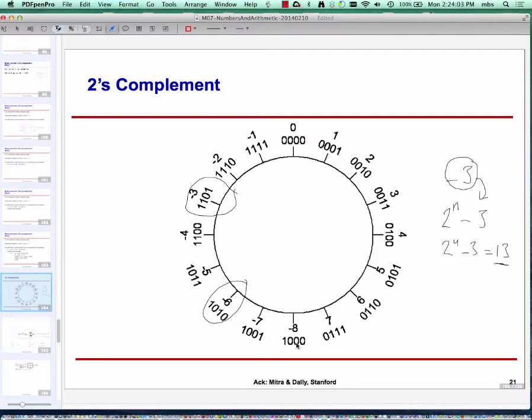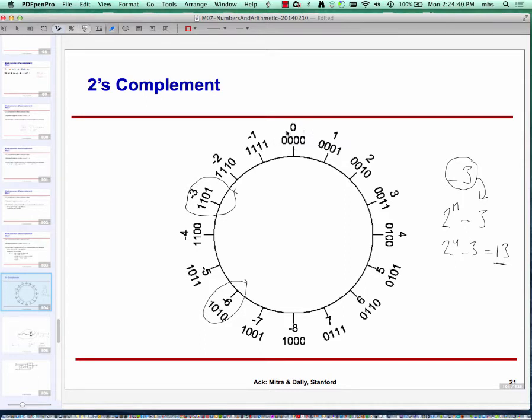and I add 1 to it, I'll get back 1000. Or likewise, let's take minus 5. First I take the number 5, which is 0101. I take its 1's complement, which is 1010, and then I add 1 to it, I get 1011. So it's negative 5. And with a little bit of exhaustive checking, you can see that any 4-bit number whose upper bit is 1 is going to represent a negative number in this case.